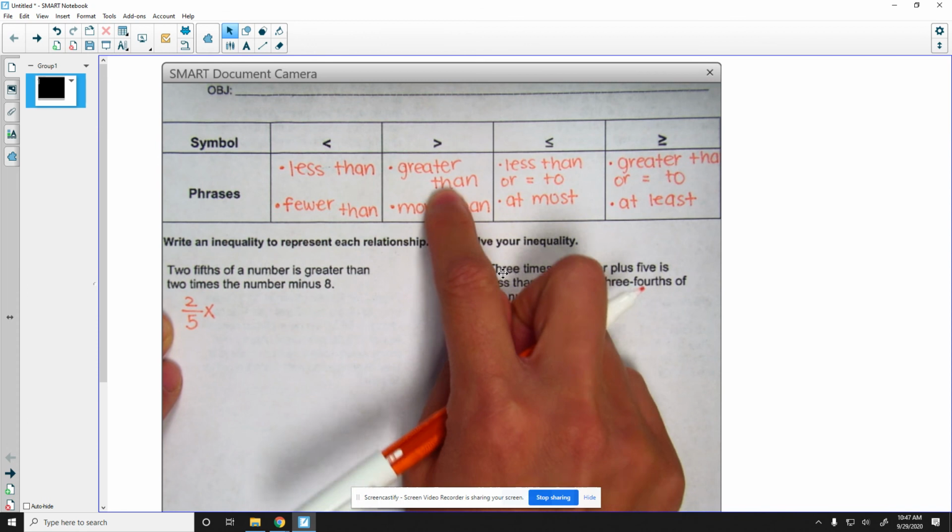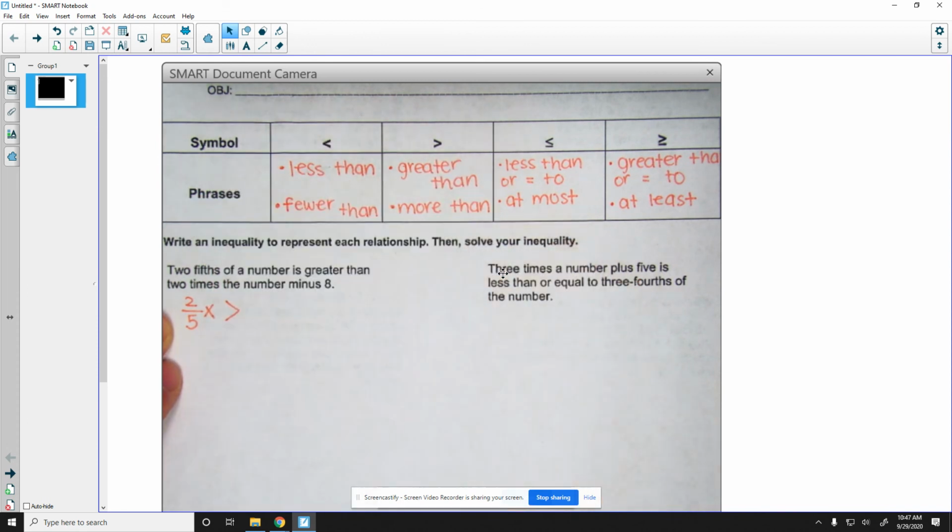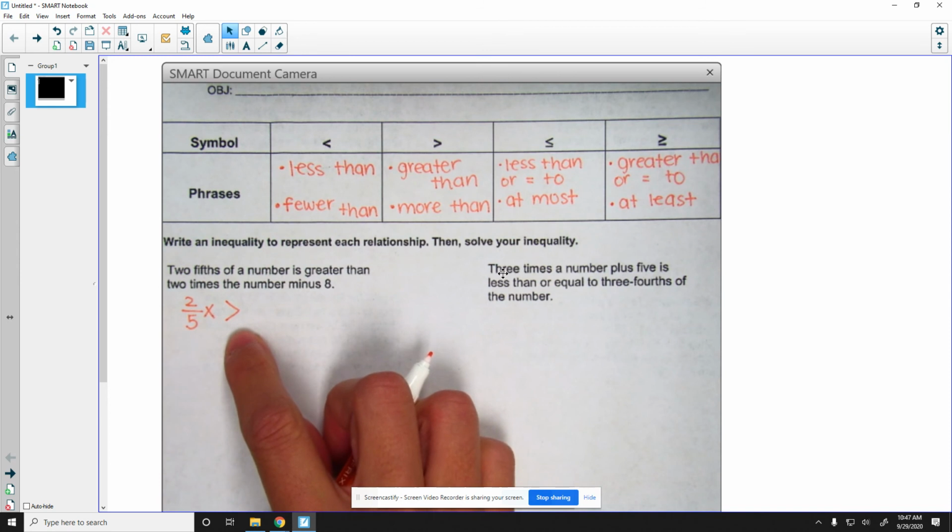So it's 2/5 x of a number is greater than, oh, shoot, greater than. Okay, greater than is right here. It looks like the alligator's eating to the left. So it's eating the 2/5 x. Is greater than 2 times the number minus 8.